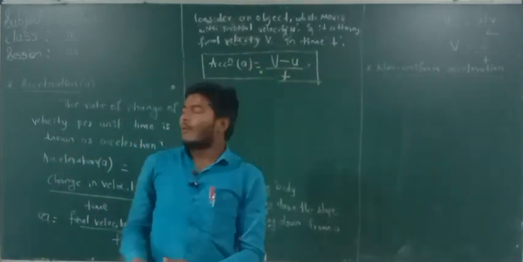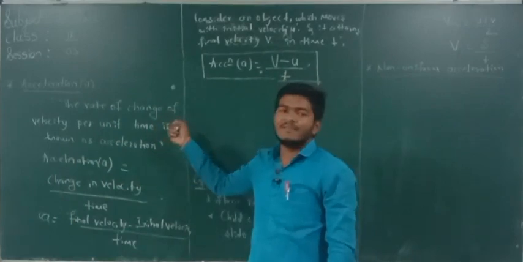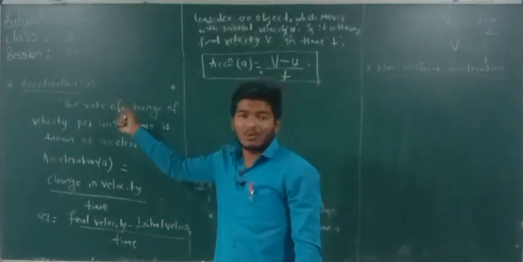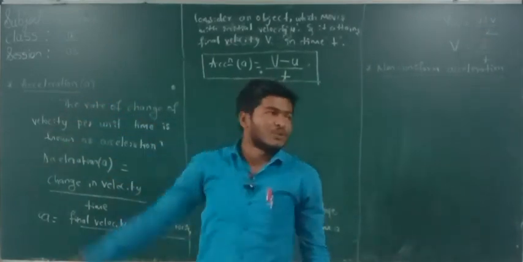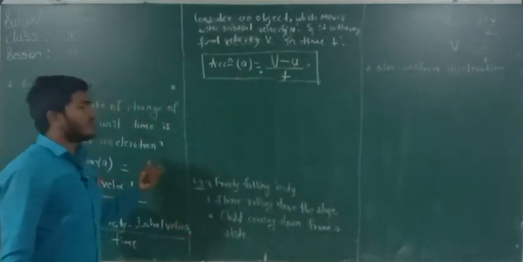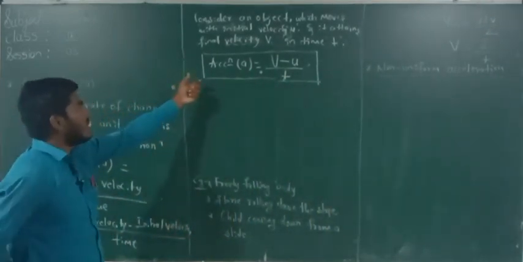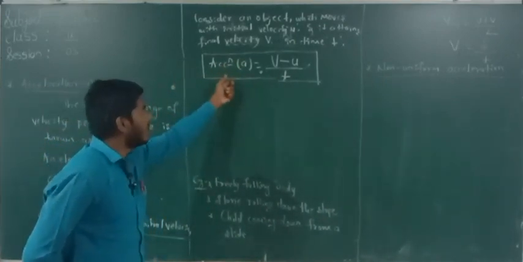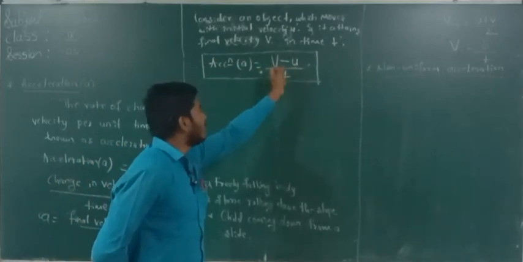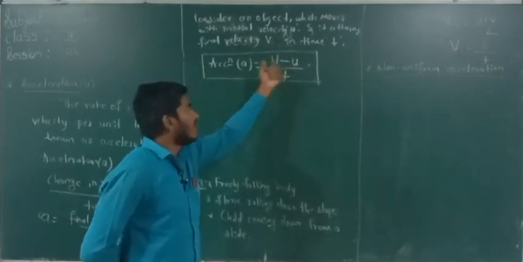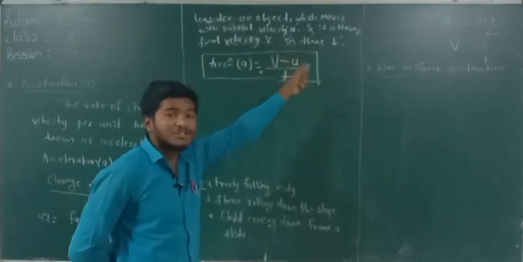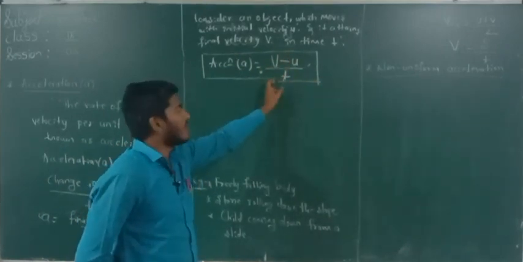You have to remember what is acceleration. The rate of change of velocity in a unit time is known as acceleration. So what is the expression for acceleration of the object? Expression for acceleration of the object: A is equal to v minus u divided by time t. Here v represents the final velocity, u represents the initial velocity, and t represents the time.